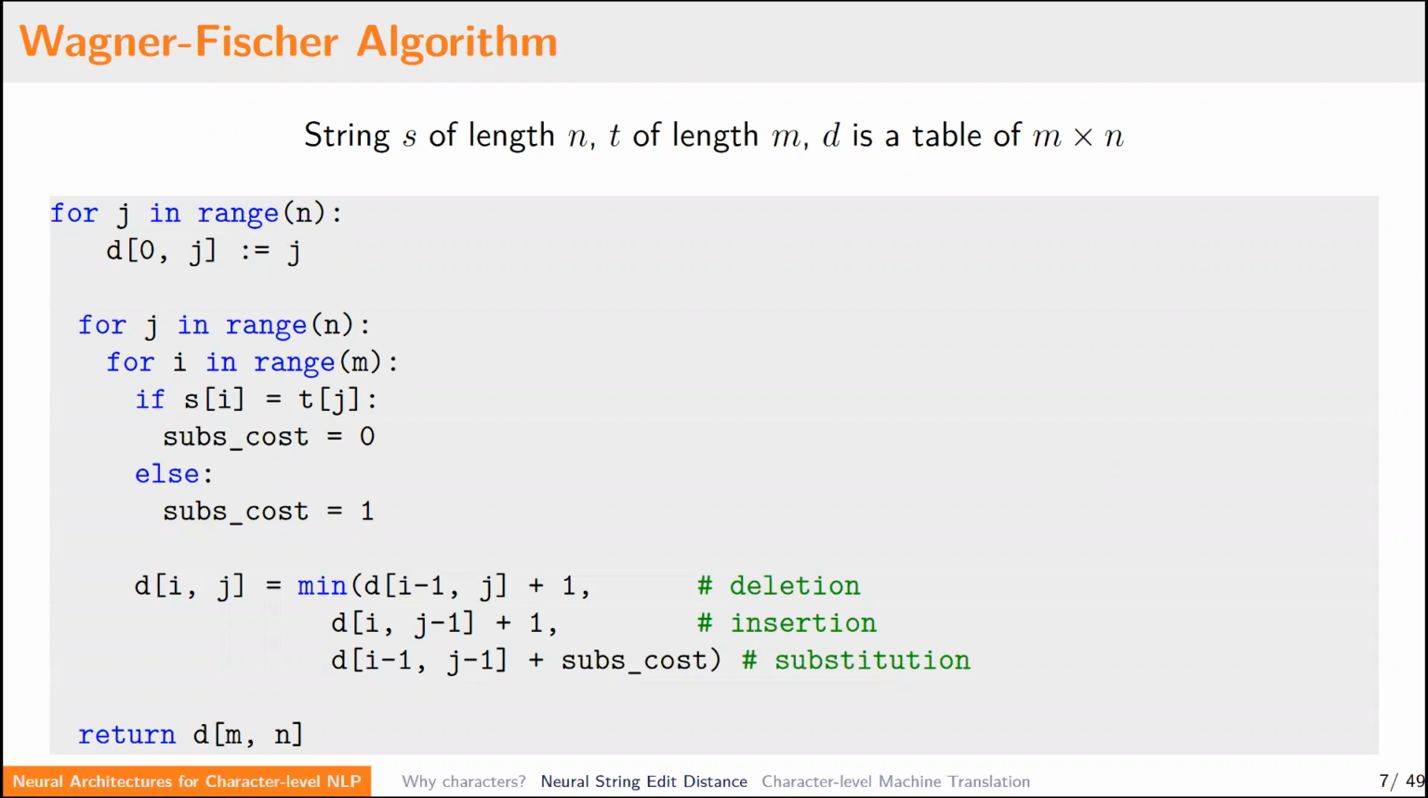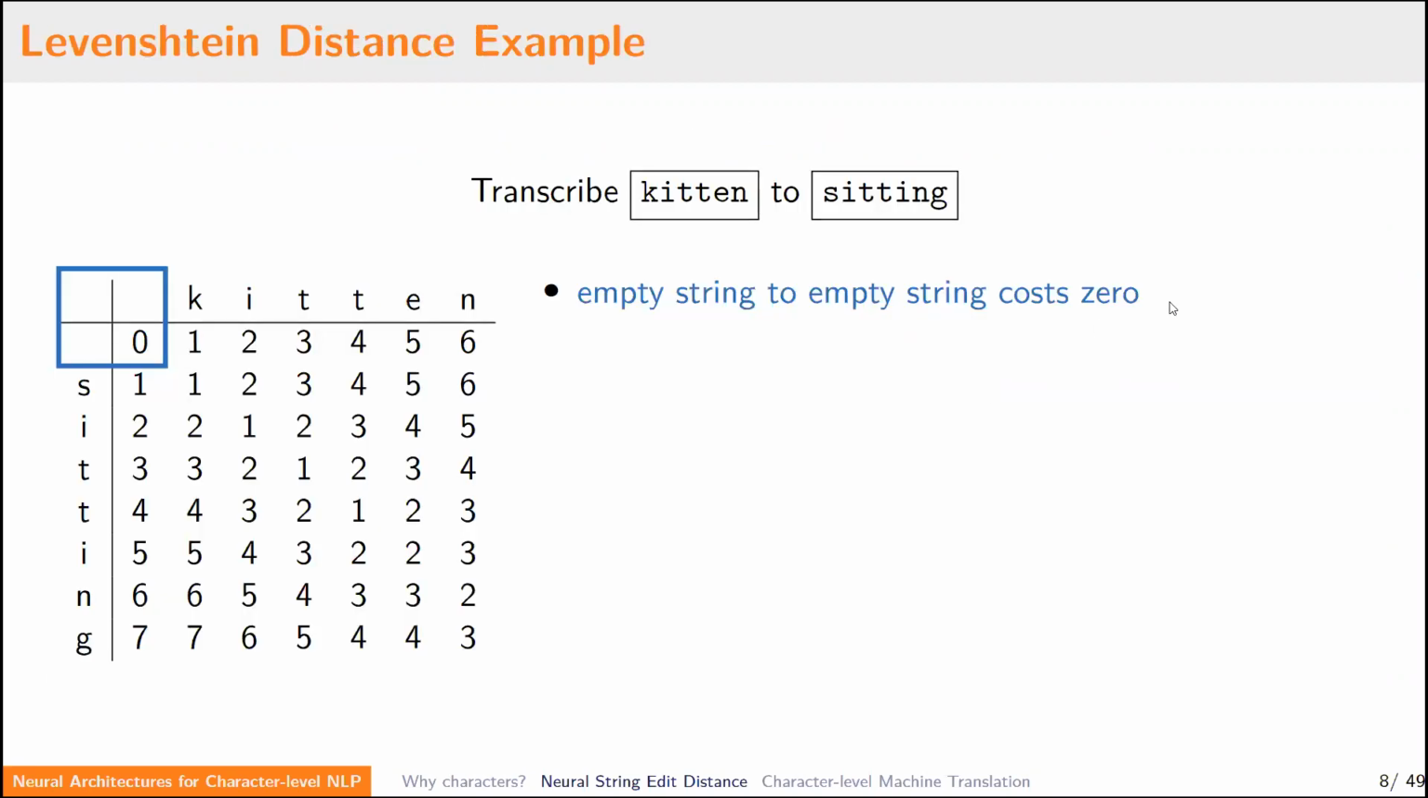We start by saying that deleting a letter in the string s costs 1, and inserting a letter is of cost 1, and then we gradually fill in the table, taking the minimum of the cost of deleting a character, inserting a character, or doing a substitution. It can be better shown on an example.